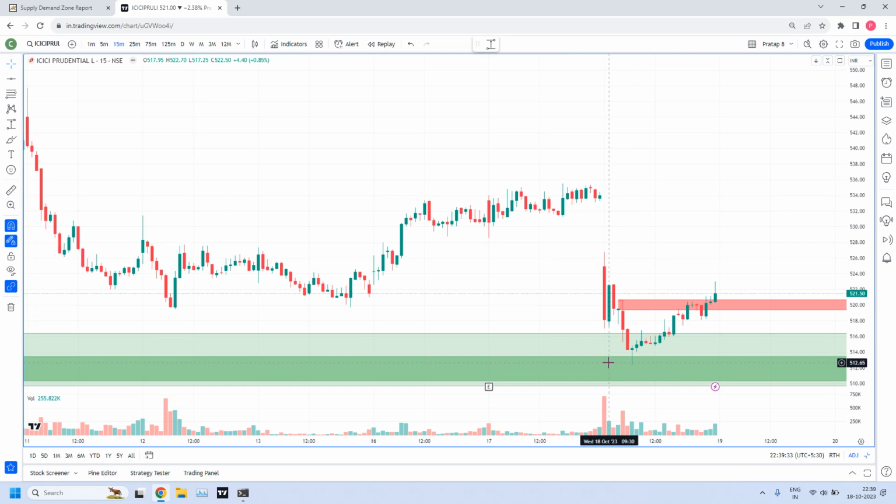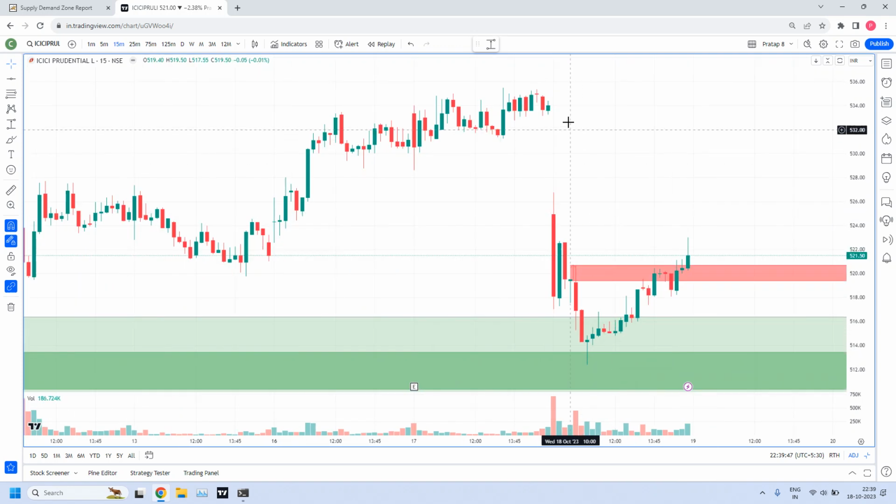Even tested zones are working very well. Then imagine how a fresh zone works. See how powerfully it pushed the price. Actually, today's market is bearish. Even then, after reaching this high liquidity zone, see how the price of the stock fell down. It is down with a gap today.